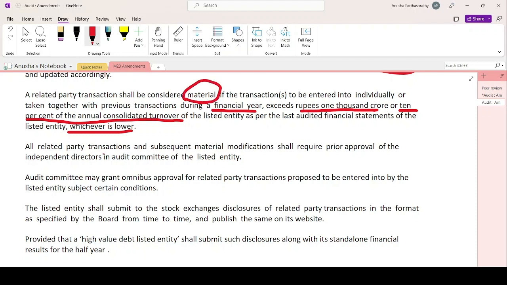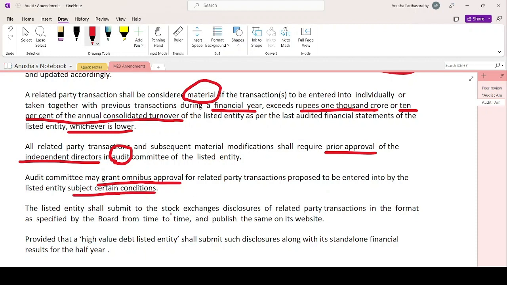Related party transaction subsequent material modification shall require prior approval of the independent directors who are there in the audit committee. Then the audit committee may grant omnibus approval for the related party transactions by the listed entity subject to certain conditions.